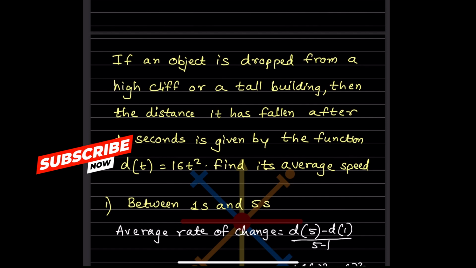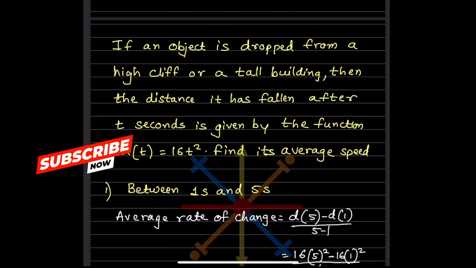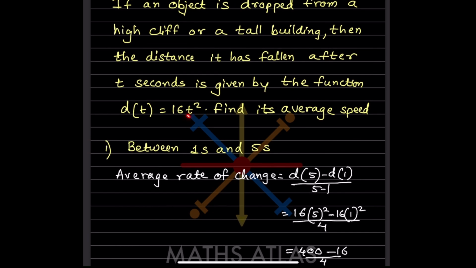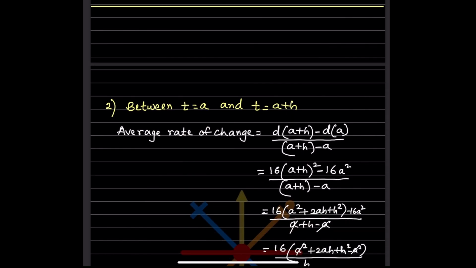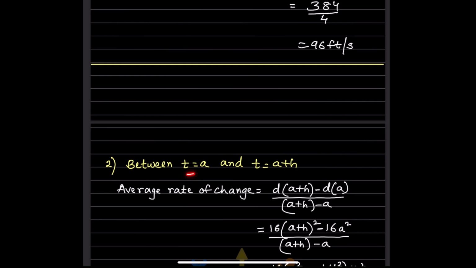This is given because the distance it has fallen after t seconds is given by this function. So that is going to be feet per second. Now if it is between t is equal to a and t is equal to a plus h, same thing you are going to put here, average rate of change. First we will take d of a plus h, and here d of a, and the difference you are going to take is a plus h minus a.